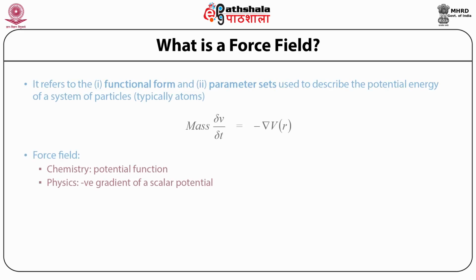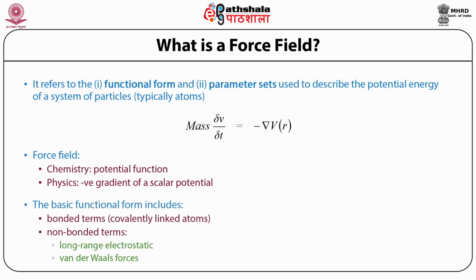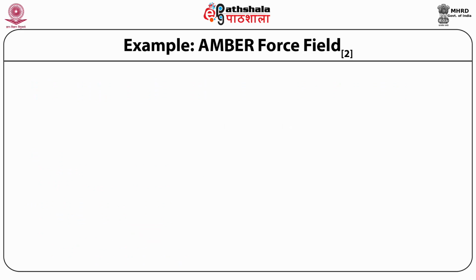How is the force field defined? Basically, the force field, in physics, is the negative gradient of a scalar potential, and chemists say it is a potential function. The functional forms were described much earlier. It will always have a bonded term, that is, covalently linked atoms, and non-covalent interactions like non-bonded terms. Sometimes even hydrogen bond can be an additional function. This is a reproduction of my earlier slide which shows the form in the Amber force field.